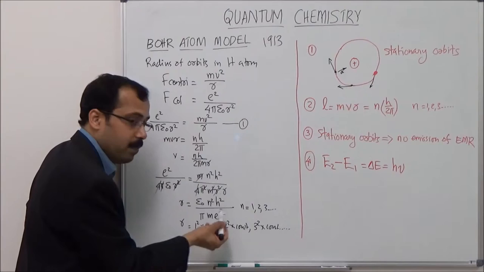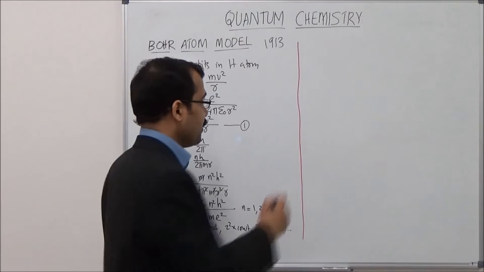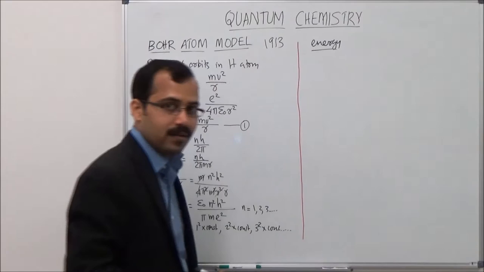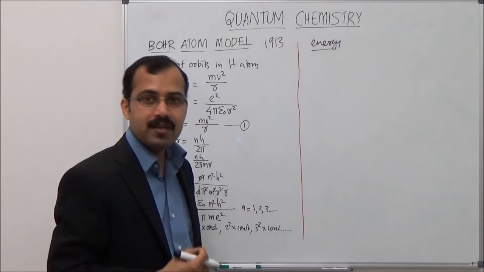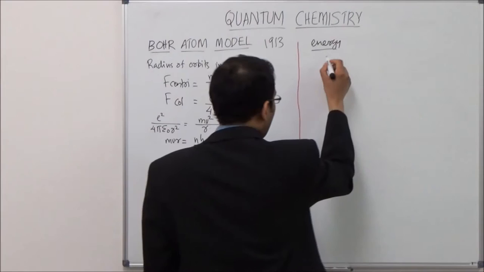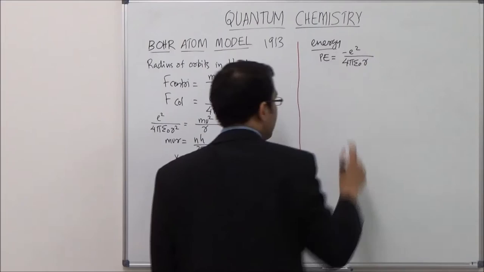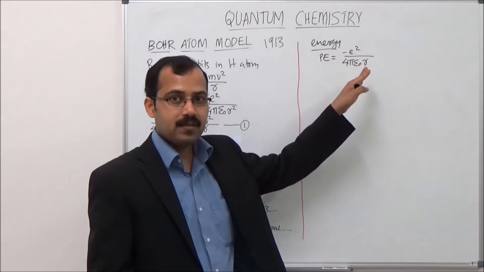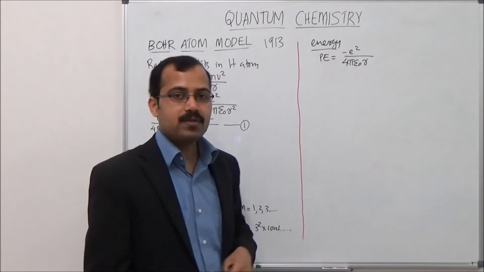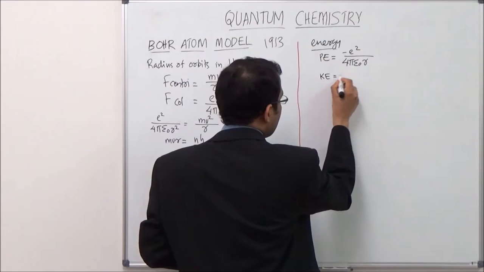Now let's calculate the energy of an electron in an orbit of the hydrogen atom. The electron has kinetic energy due to its motion and potential energy due to the attraction with the nucleus. The potential energy of the electron is equal to minus e square divided by 4 pi epsilon 0 r. This is the potential energy of two charges, plus e and minus e, separated by a distance r: minus e square by 4 pi epsilon 0 r. And the kinetic energy is equal to half mv square, where m is the mass of the electron and v is its velocity.